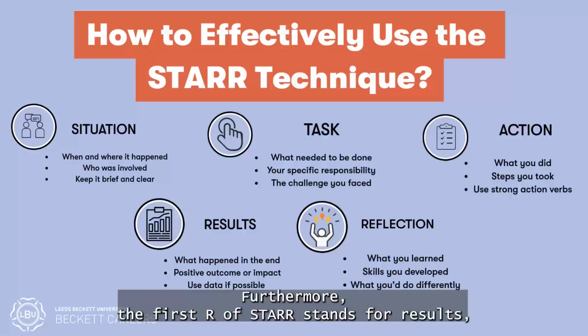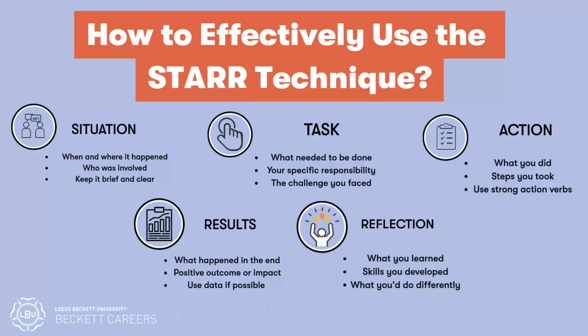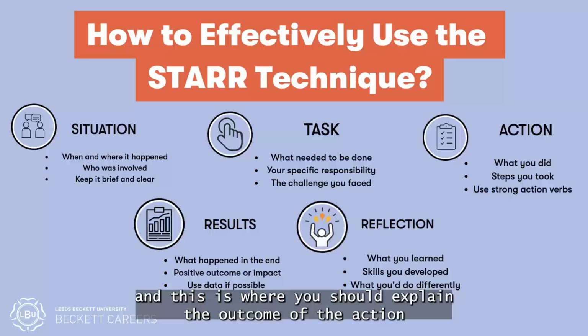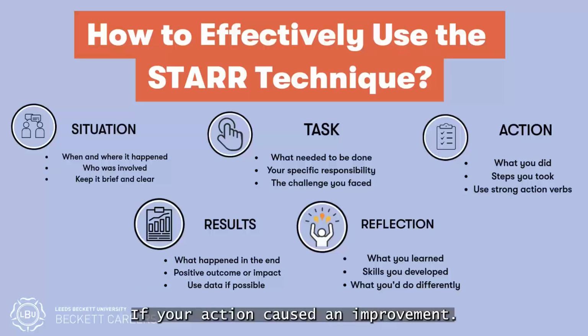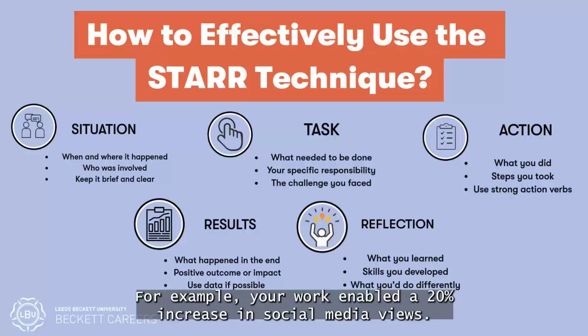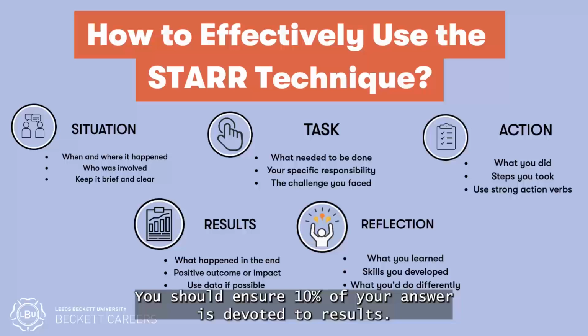Furthermore, the first R of STAR stands for results, and this is where you should explain the outcome of the action that you took. If your action caused an improvement, try to give it a figure. For example, your work enabled a 20% increase in social media views. You should ensure 10% of your answer is devoted to results.